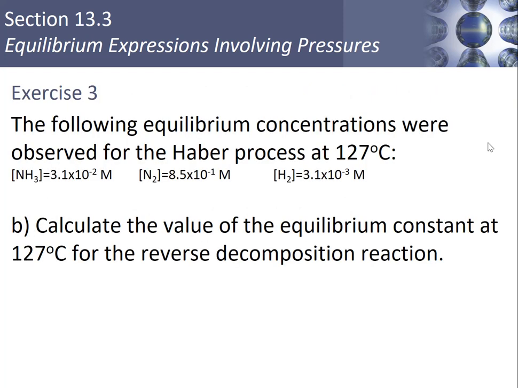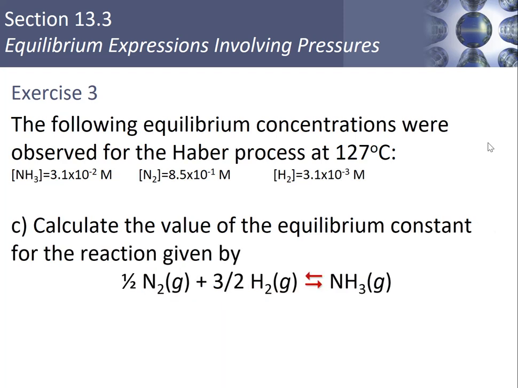Our next question, calculate the value of the equilibrium constant at the same temperature, but for the reverse decomposition reaction. There's a fast way to do this and a slow way to do this. Let's try to do the fast way. Instead of rewriting the entire expression, if it's the reverse reaction, we know a simple rule for this. We know that K, the new K, will be the reciprocal of the previous K. So all we have to do is take the reciprocal and get 2.6 times 10 to the negative 5.